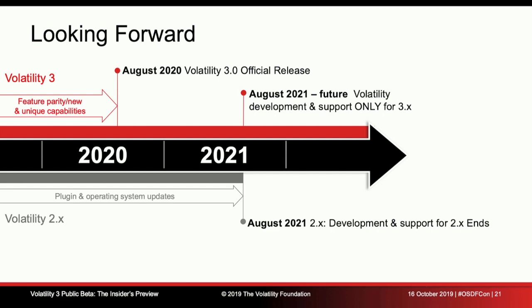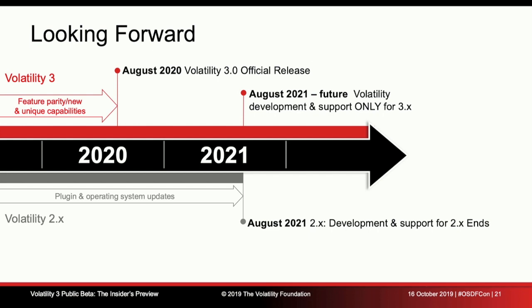We're not going to bring every plugin over. Some of the functionality is condensed, but you can see that we still have a lot of work to do. And so our goal is, by next summer, to have the official release with feature parity with Volatility 2, plus all of the new capabilities that we're planning to put in.